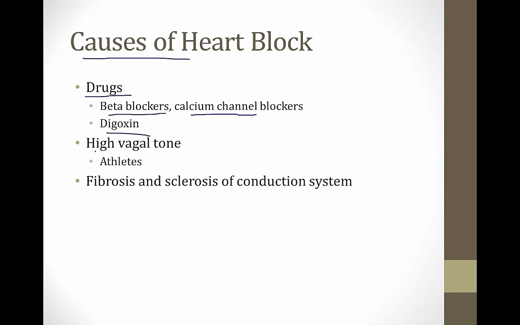We also talked before about how high vagal tone can slow conduction through the AV node. This occurs in athletes, and this can lead to AV block, especially the types that involve the AV node, like Mobitz type 1 and first degree AV block.